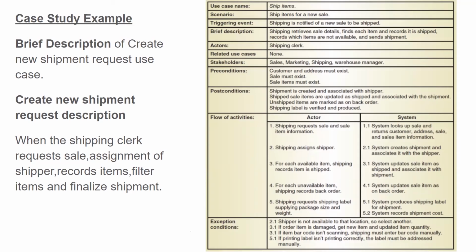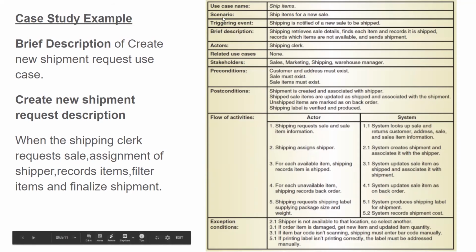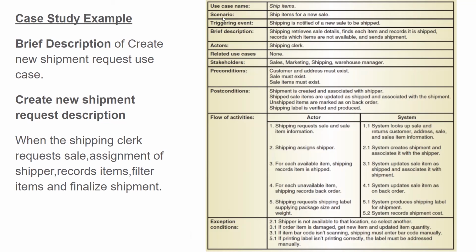This case study is to create a new shipment request. There's also a brief description about it, whereby they want the shipping clerk, who is the actor or the user in this case, to request for sales. Then a shipper will be assigned, the items will be recorded, and those items will then be filtered before the shipment can be finalized.